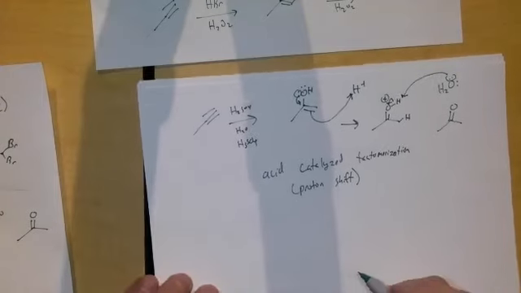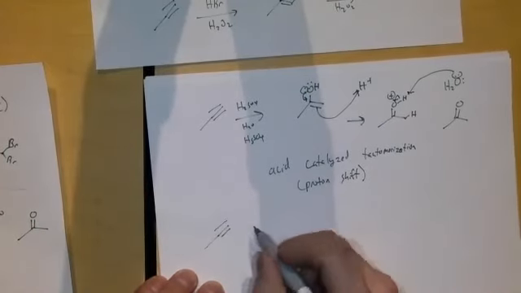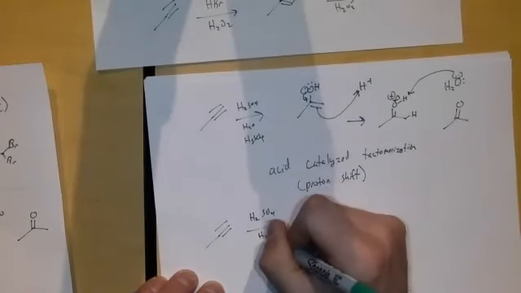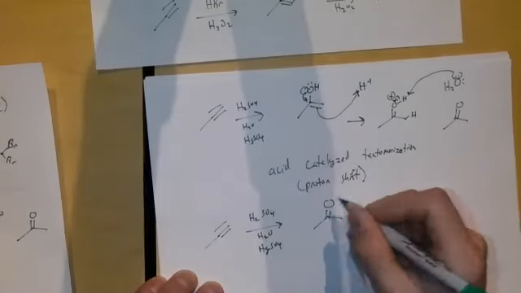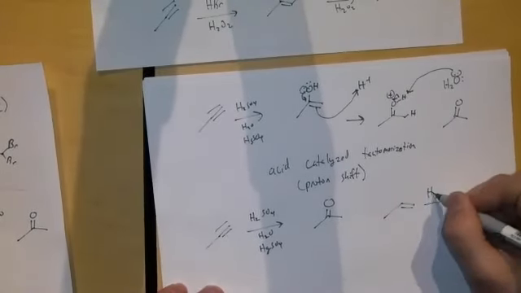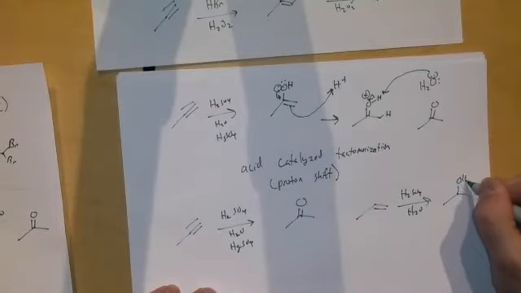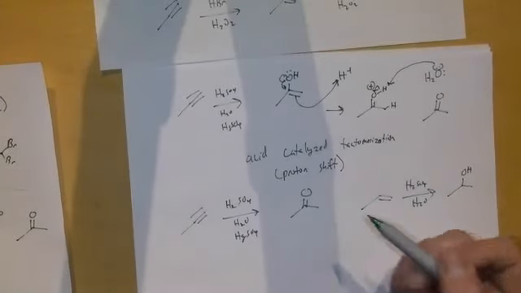So the overall reaction is pretty simple. H2SO4, H2O, HgSO4 gets you to a ketone. H2SO4 and water would get you to an alcohol here. Following the same principles, as everything else, you're adding an extra bond to oxygen. In this case, it happens to be to the same oxygen here.